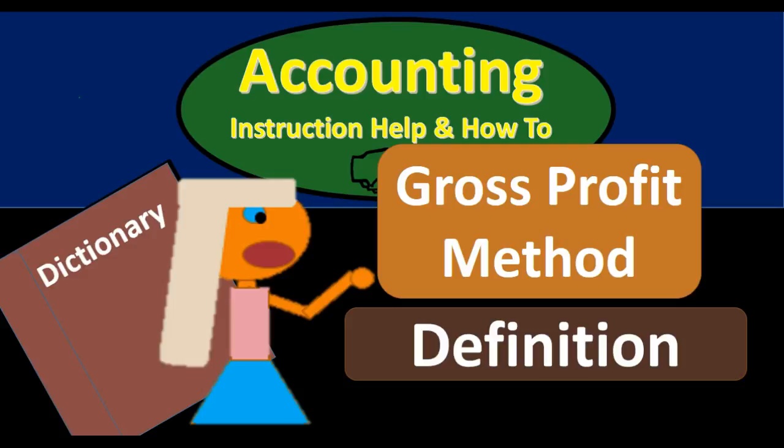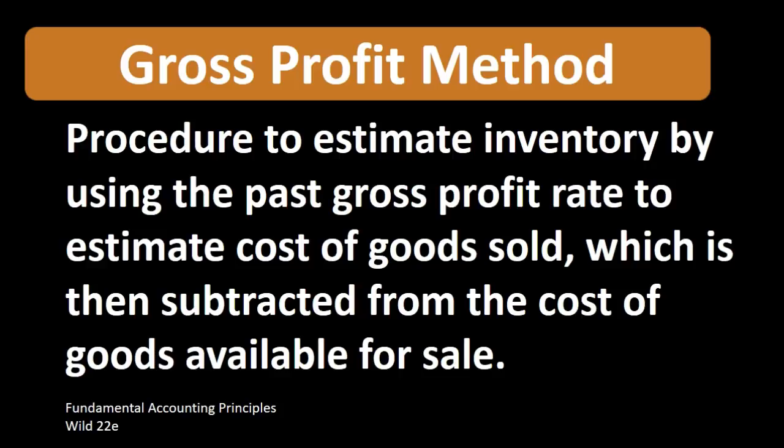Hello, in this lecture we will define gross profit method. According to Fundamental Accounting Principles, Wild 22nd edition, the definition of gross profit method is a procedure to estimate inventory by using the past gross profit rate to estimate cost of goods sold, which is then subtracted from cost of goods available for sale. This gross profit method is basically a way for us to calculate what the cost of goods should be without doing a physical count, and it can be used in a couple different ways.